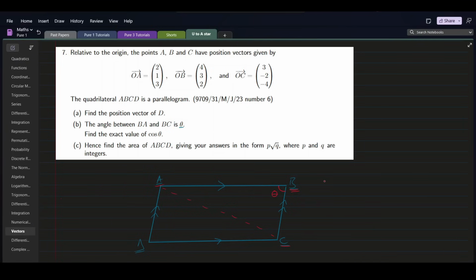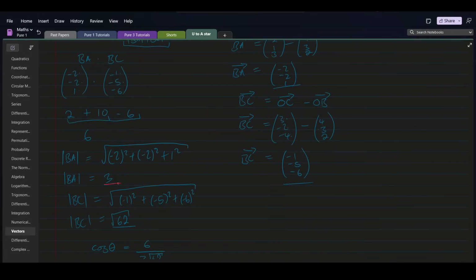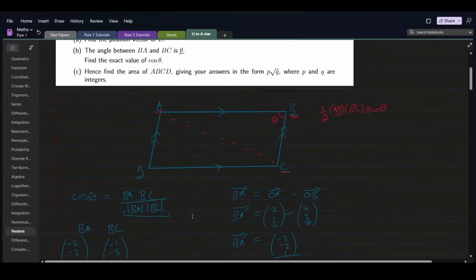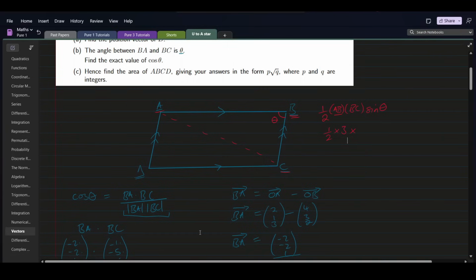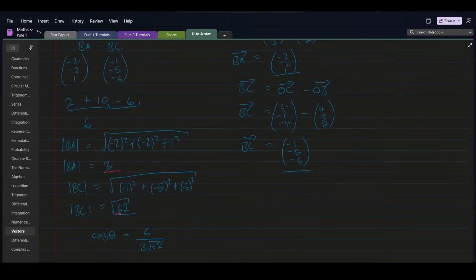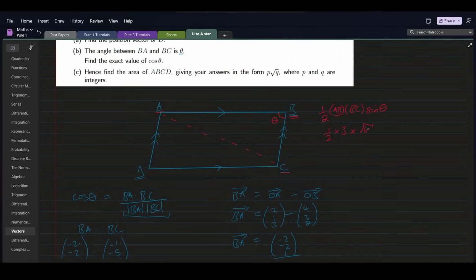Okay, so we can find the area of the triangle by saying half AB times BC sine theta. Okay, so we evaluated AB. AB is the same as BA in terms of length, and we evaluated that in part B. The modulus of BA would be the same as AB, and that is 3. So you can come and say that this is half times 3 times BC. BC we evaluated to be root 62. This is root 62 times sine theta.